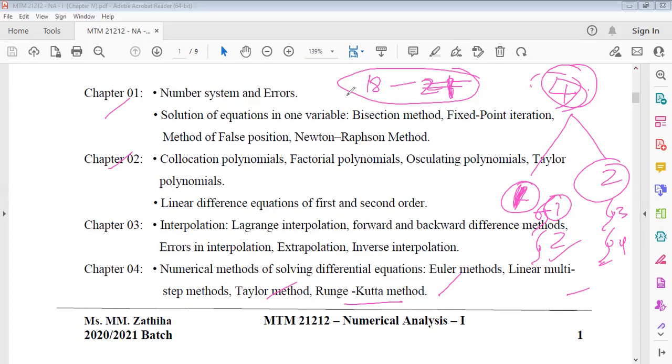Okay, let me see. Good. 2, 4, 6, 8, 10, 12, 13. Whoever is done, please put 'done', and those who are not done, please put it in the WhatsApp, not in this chat. Put it in our WhatsApp group, not in the main group, our group.